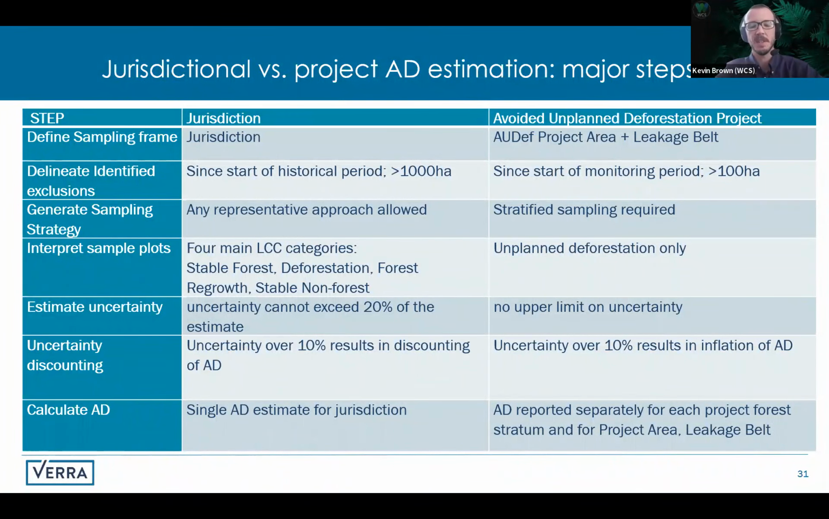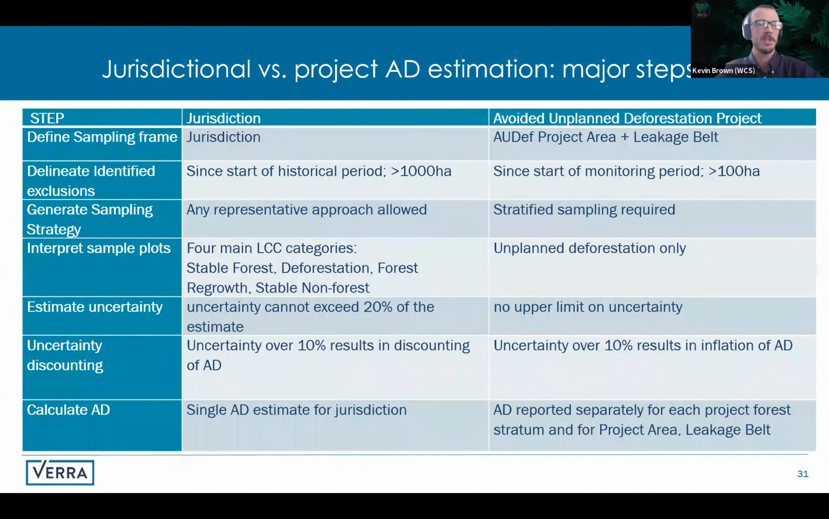So we left in the inflation factor above 10%, but then it's more on the projects to do the cost benefit of what's an allowable level of uncertainty and what amount of inflation of the activity data they are willing to take. And then finally, once the either discounting or inflation factors are calculated, those are applied to the estimate of the area of deforestation.